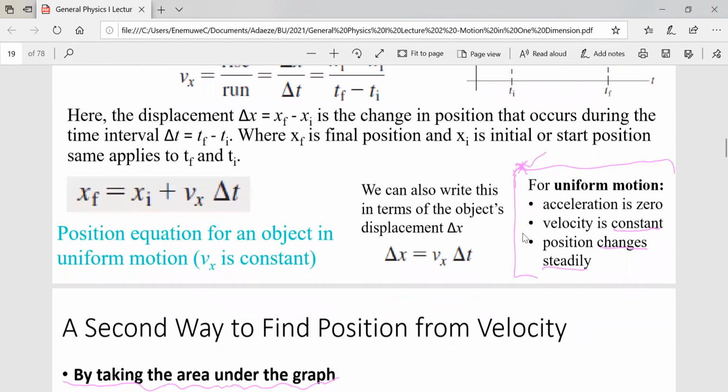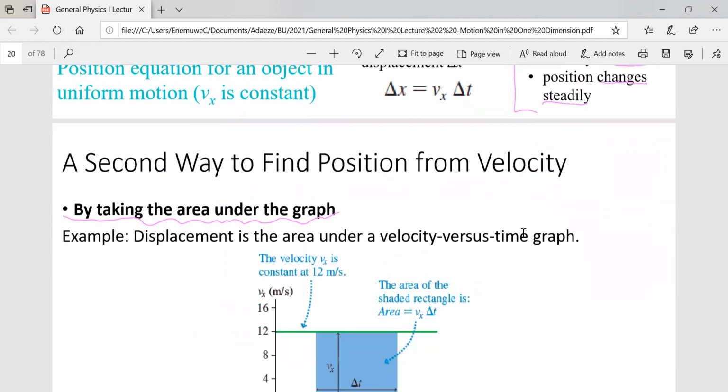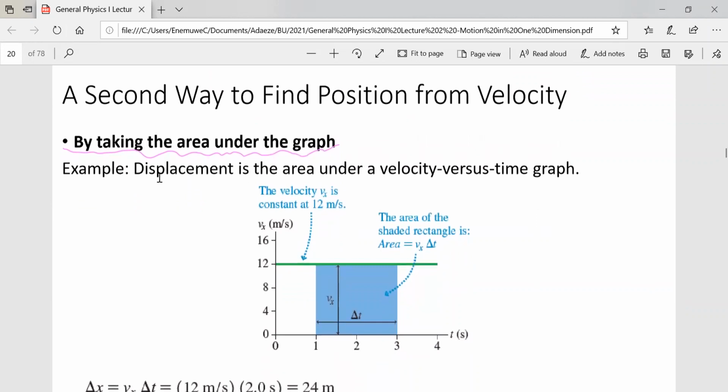So what other way can we actually find, apart from what we've seen now from the graph, can we actually use another method to find the position from a velocity time graph or velocity from a position time graph? Yes, that is the answer. And how do we do that? By taking the area under the graph.